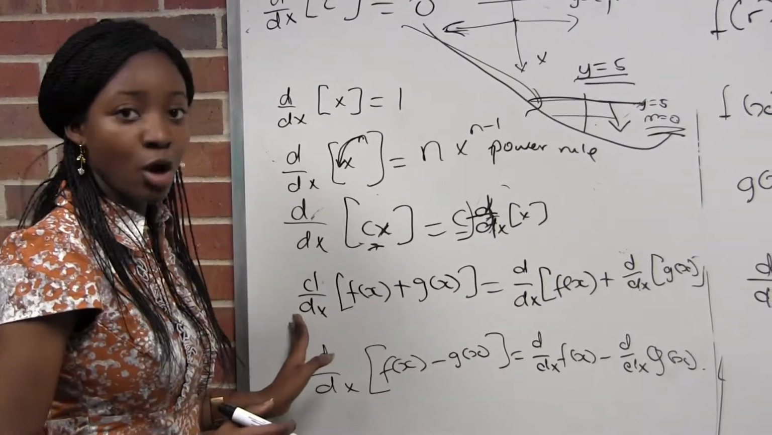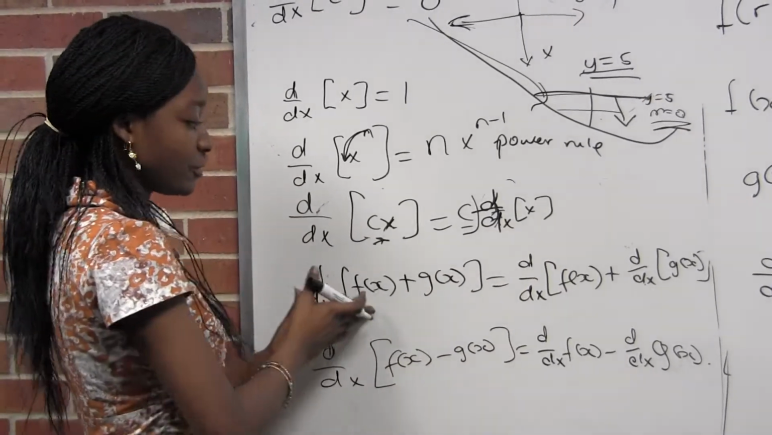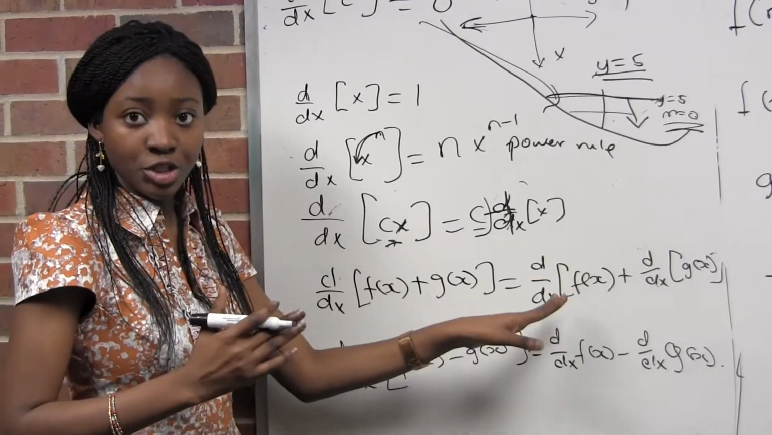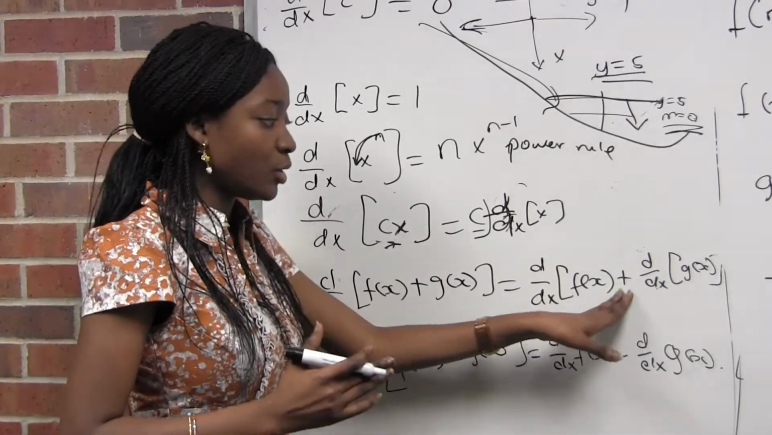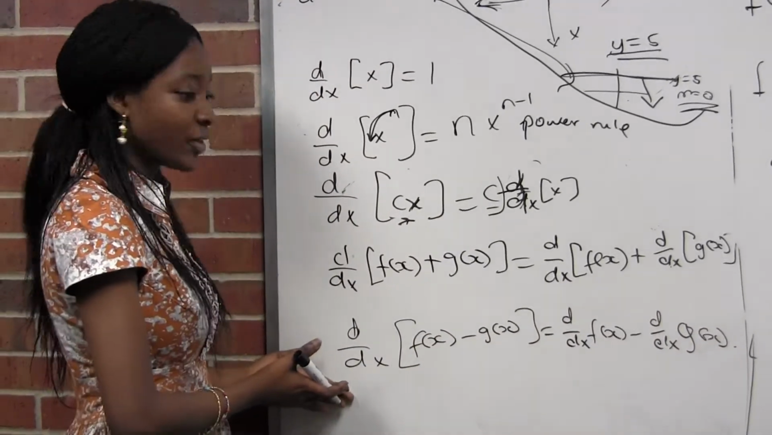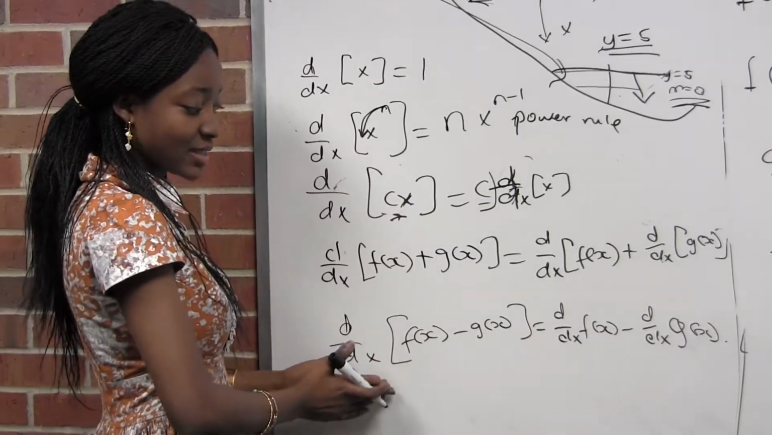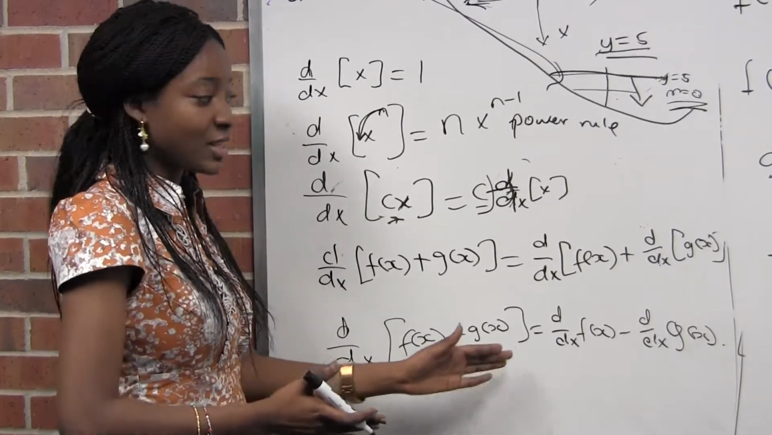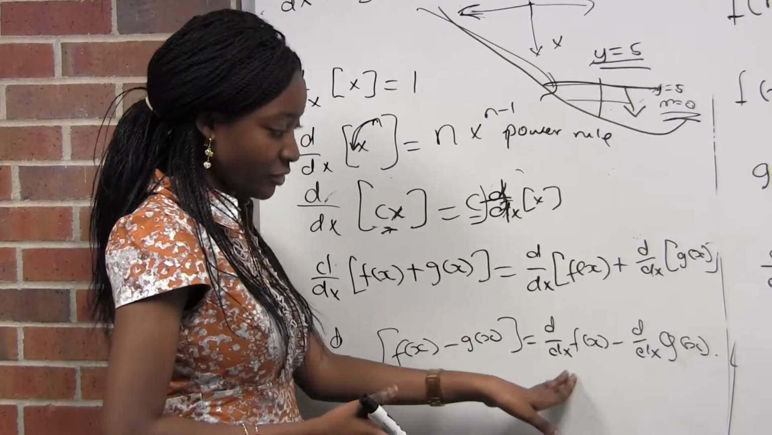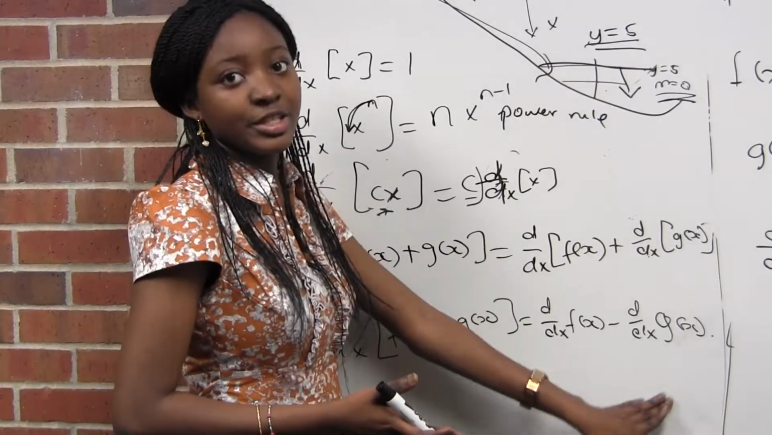Then I have my sum rule. That's when I have the derivative of f of x plus g of x. I can simplify each function and have the derivative of f of x plus the derivative of g of x. Moving on to my difference formula over here, I have the derivative of f of x minus g of x. The same thing applies here, right? I have the derivative of f of x minus the derivative of g of x.